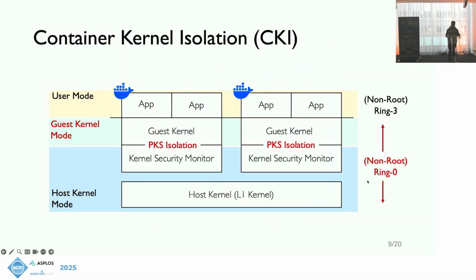Based on PKS, we propose container kernel isolation, or CKI, a new secure container architecture that implements three privilege levels. CKI co-locates the guest kernel and the host kernel in CPU ring 0, which is the kernel mode, and isolates the guest kernel and the host kernel with PKS-based intra-kernel isolation. The applications still run in CPU ring 3, which is the user mode, so that system calls and exceptions can be directly handled by the guest kernel without additional context switches.